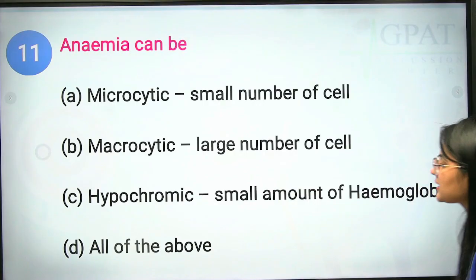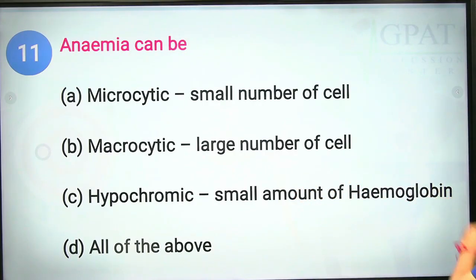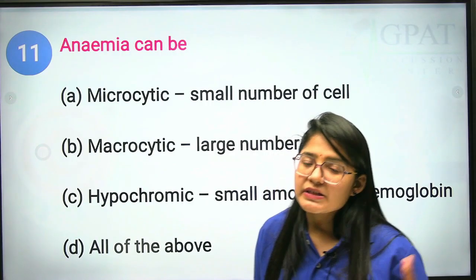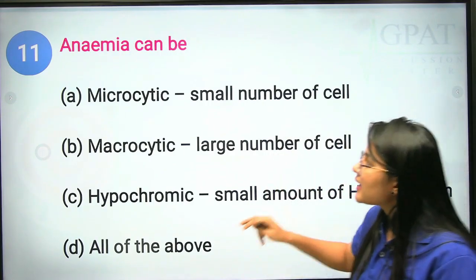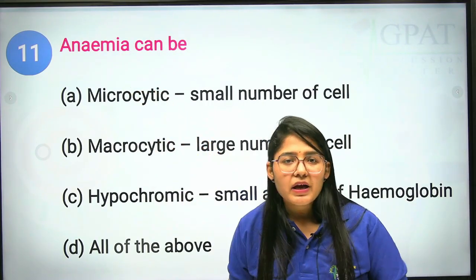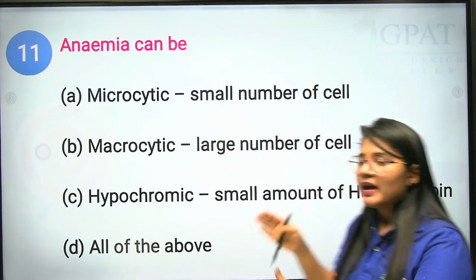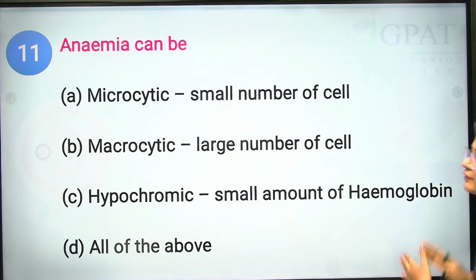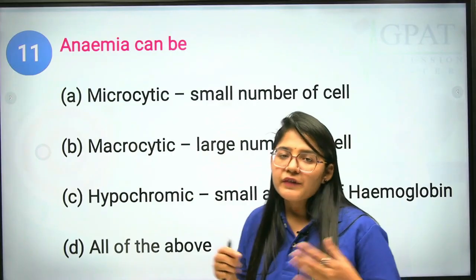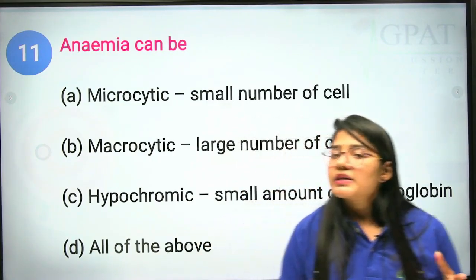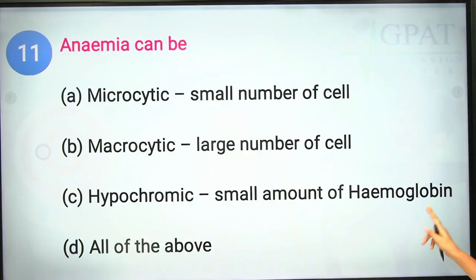Hypochromic represents a small amount of hemoglobin. So yes, when there is deficiency in your hemoglobin, which is present in your red blood cells, then this is known as anemia, because anemia is associated with red blood cells and hemoglobin. So if we have a deficiency in any type of thing present in red blood cells, that is anemia.